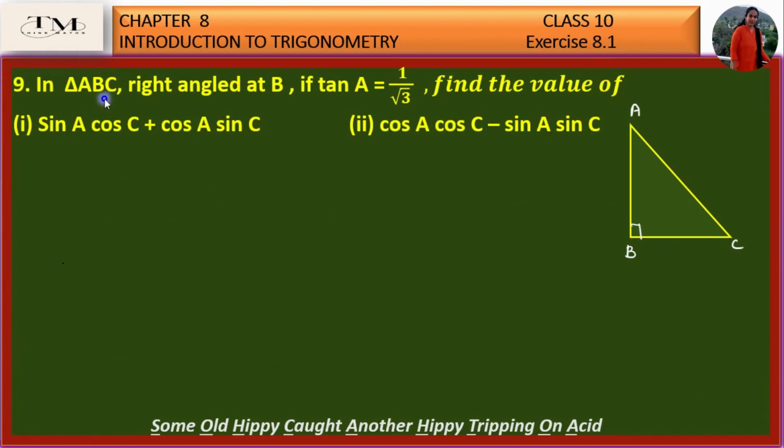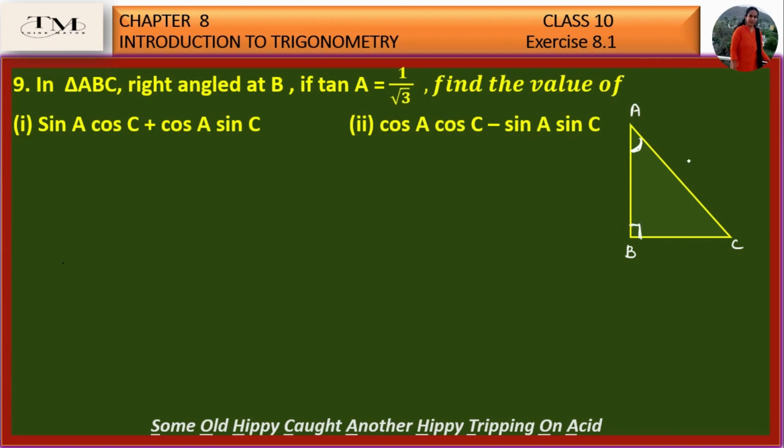In triangle ABC, right angle at B, if tan A is equal to 1 by root 3, find the value of sin A cos C, cos A sin C, cos A cos C minus sin A sin C. Okay. So triangle ABC is given. This right angle at B. So angle B is equal to 90 degree. Tan A is given. So angle A is given.